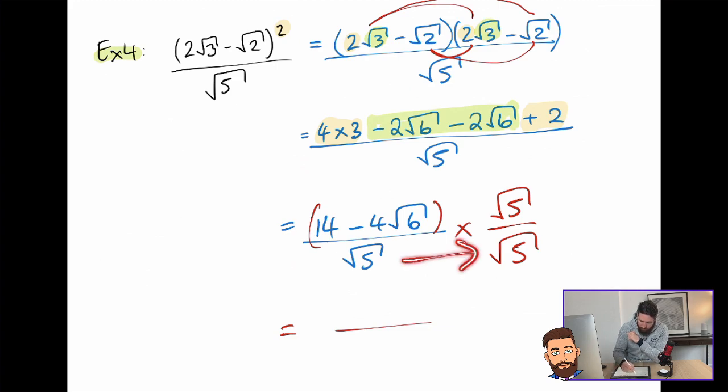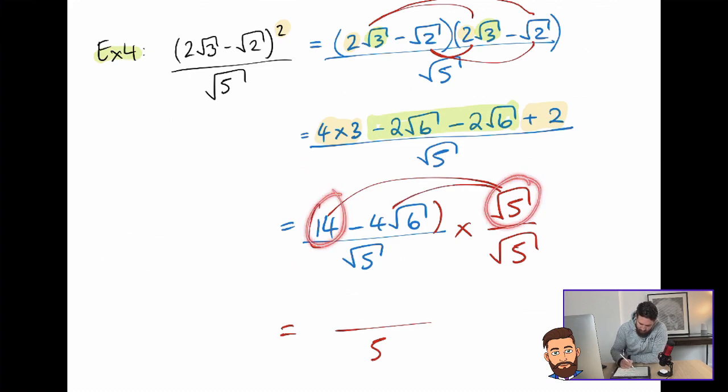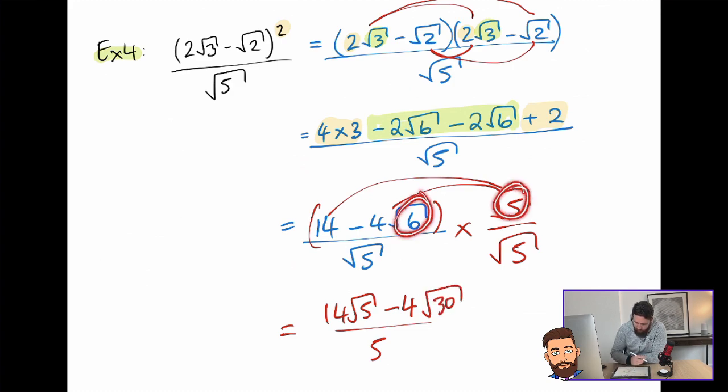Root 5 times root 5 is 5. So we've just achieved the goal of this question, which is to get rid of the surd on the bottom. And then we're going to times the top. So we've got root 5 times 14, which is simply 14 root 5. Then we've got root 5 times minus 4 root 6, which is going to be minus 4 root 30, because I can simply put those together.